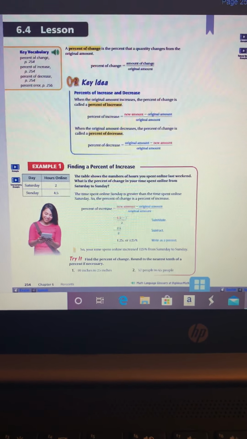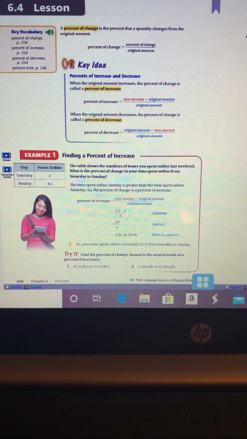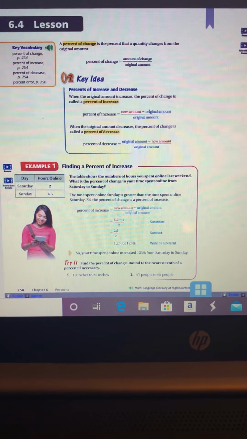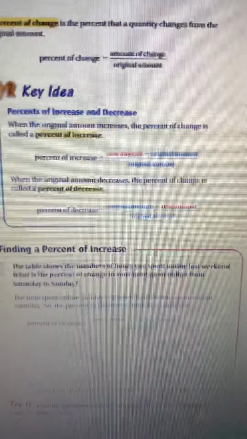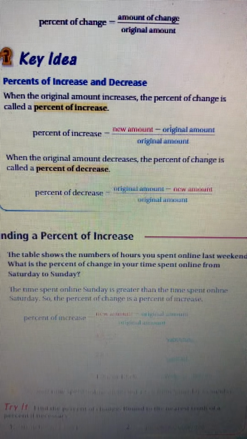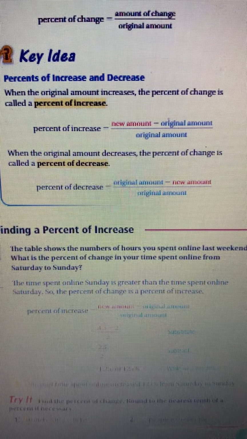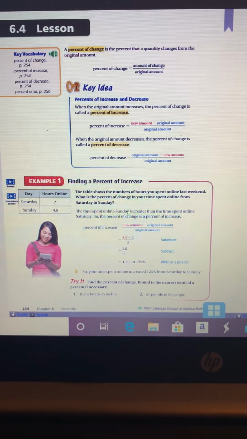Hi, seventh graders. So today I want to talk to you about percent of change, which is the 6.4 lesson. You were given a puzzle time worksheet to do, but I just want to talk to you about basically these two very simple formulas, because that's what you're going to use to solve the percent of increase or the percent of decrease. And then there's also another key idea about the percent of error.